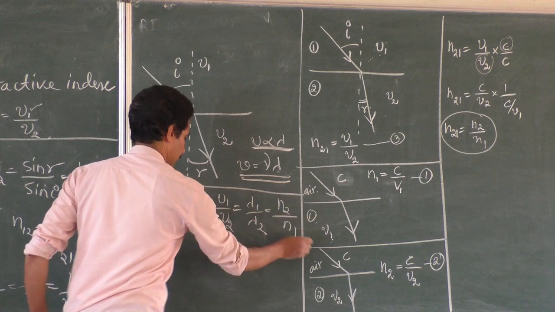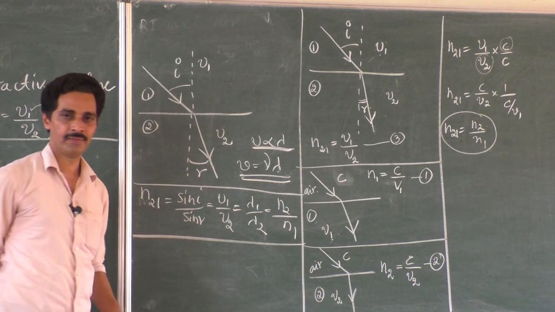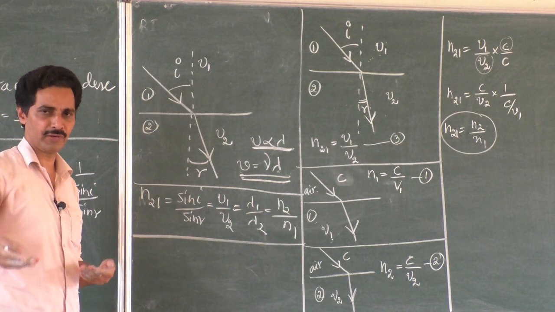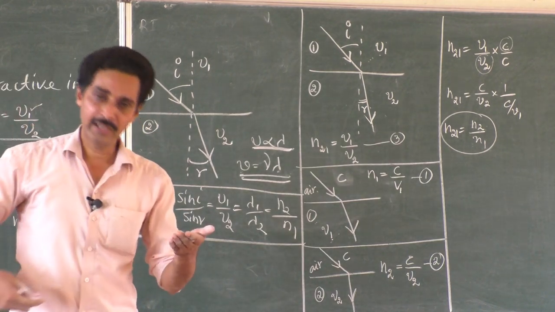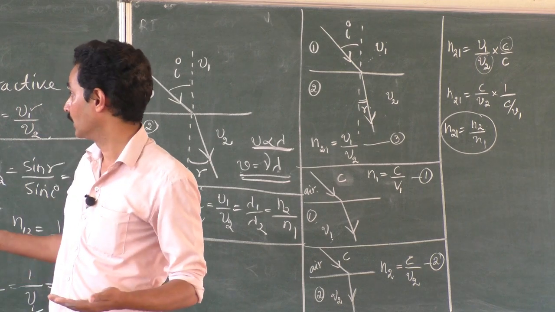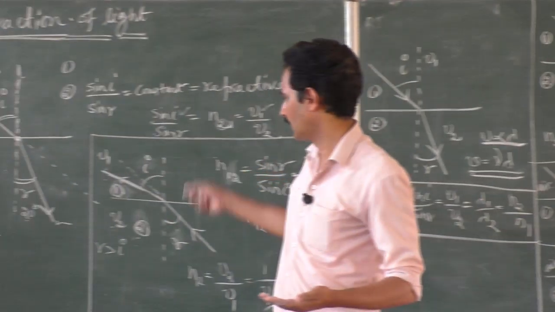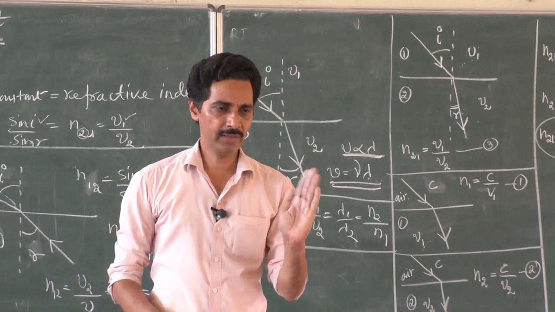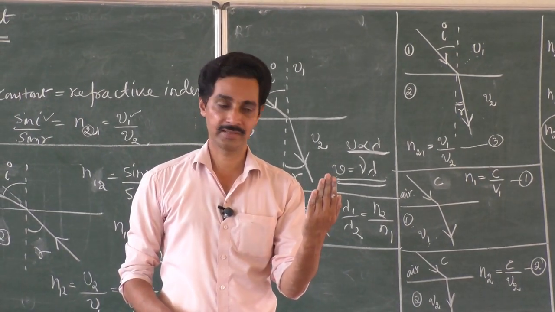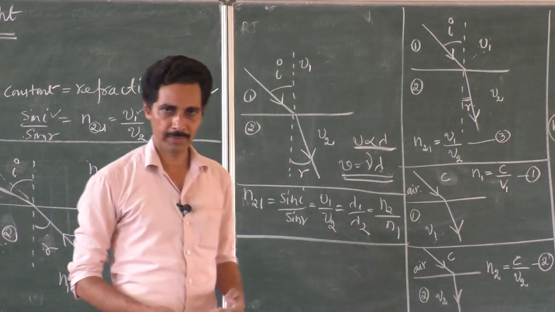So this formula should always be with you. Make a list of formulas, right? We have got many formulas. Take a small sheet of paper and write all the formulas. We have got N equal to C by V and sin I by sin R, Snell's law and everything. Write all those formulas, keep them on a sheet of paper. Whenever you are free, just look at those formulas, because that is the best way of remembering them.